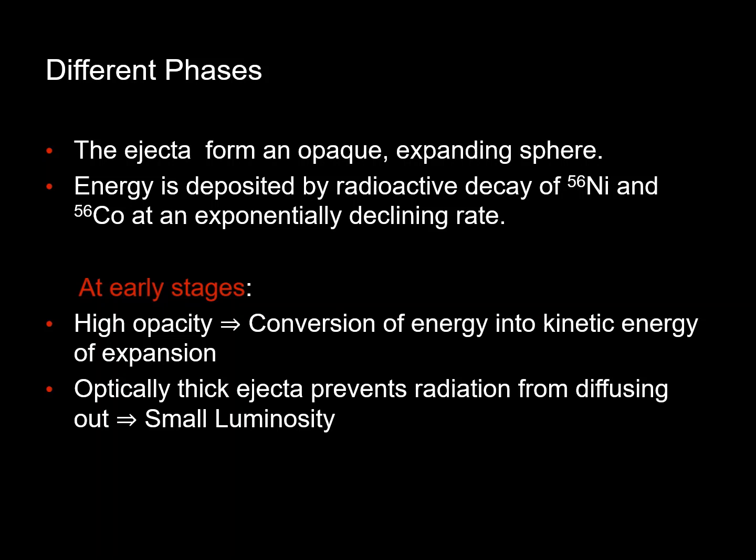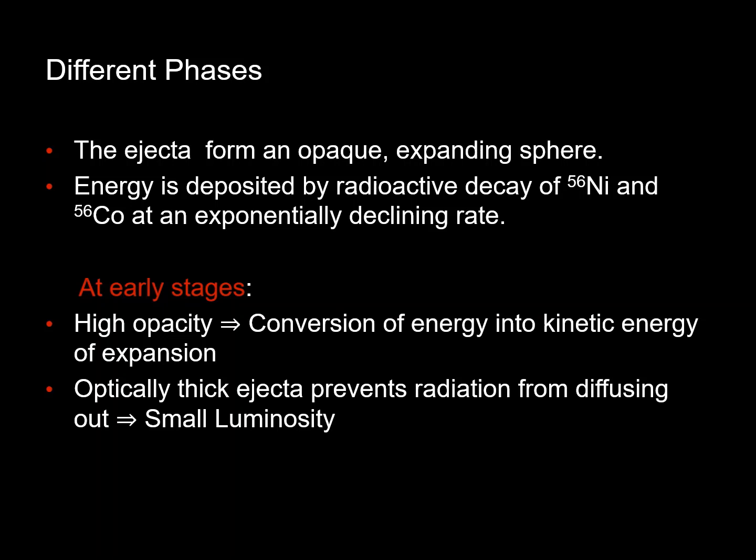The deposition of radioactive decay energy takes place mainly by gamma rays, the conversion into internal energy by Compton scattering of electrons, and by positrons, but not by neutrinos, because neutrinos completely escape the ejecta.